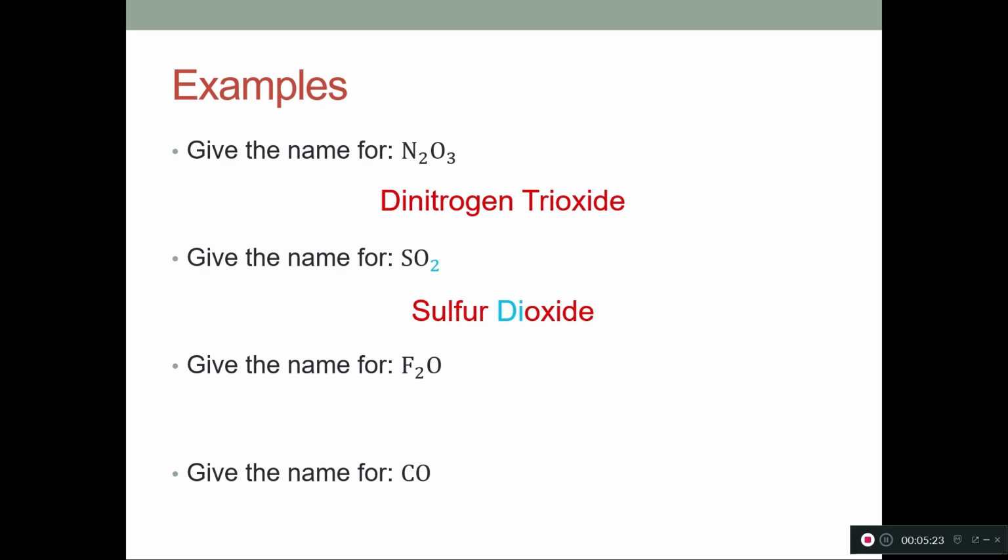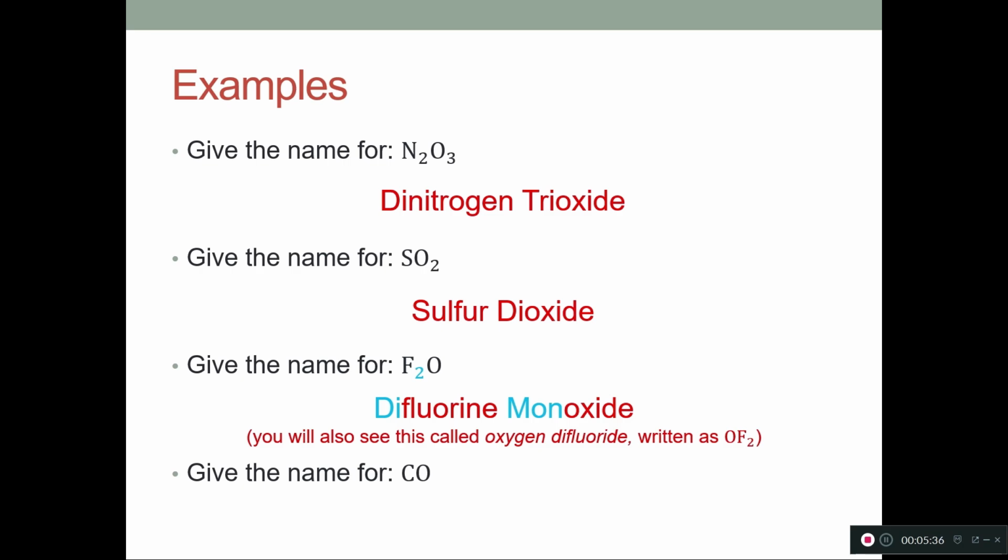Again, we have only 1 sulfur, and it's at the beginning of the formula, so we don't use the mono prefix for it. And the next one we have F2O, so that means we have two fluorines, one oxygen, so we call this difluorine monoxide. Though you will also see this called oxygen difluoride, which will be written as OF2. So you'll see this one used in both ways, but if we have it written as F2O, we would want to call it difluorine monoxide.